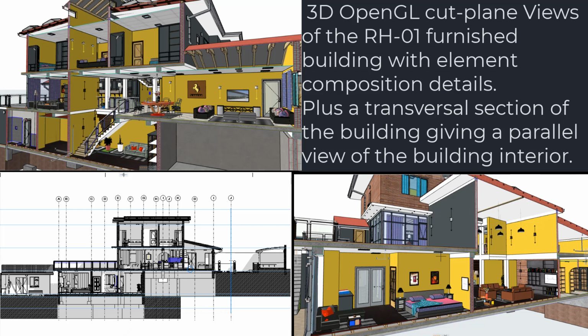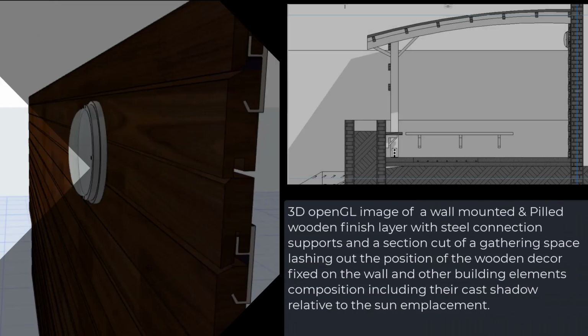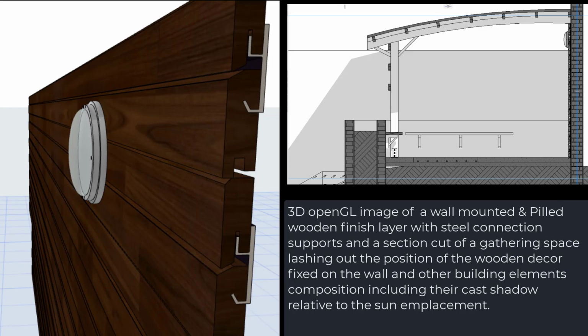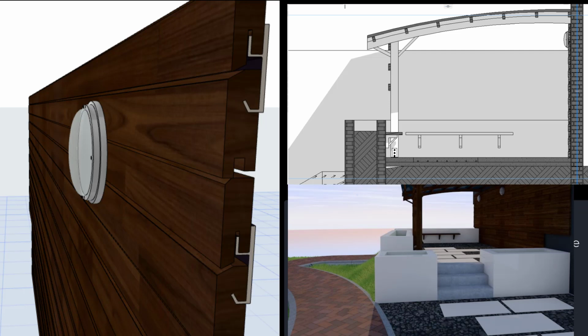On this last image, you can see a 3D OpenGL image of a wall mounted and pile wooden finish layer with steel connection supports and a section cut of a gathering space, flashing out the position of the wooden decor fixed on the wall and other building elements, composition including the cast shadow relative to the sun emplacement. In this, I just wanted to share a little bit of creativity, at the same time, a 3D image and a section of a typical environment that was created in this project.